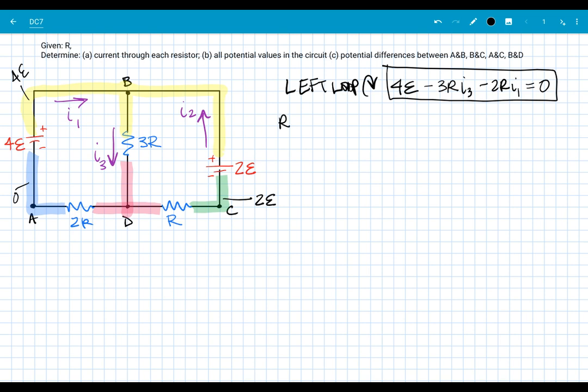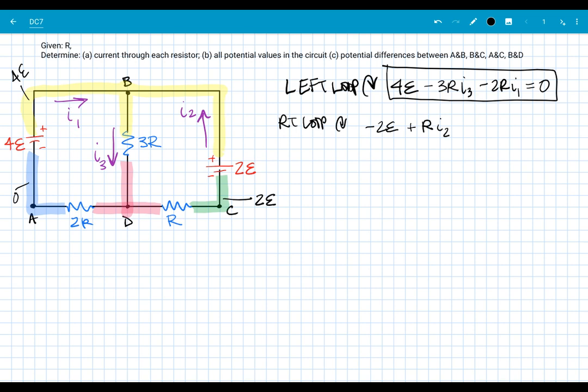Then I can do the right-hand loop, and I'll go clockwise for that one as well. I'll start at point B, say, and go clockwise. If I start at point B and go clockwise around the right-hand loop, the first thing I do is I step down at the 2E battery. So my first term here is actually negative. And then when I go through the R resistor clockwise from right to left, I'm going against the current. So that actually adds, and that's I2.